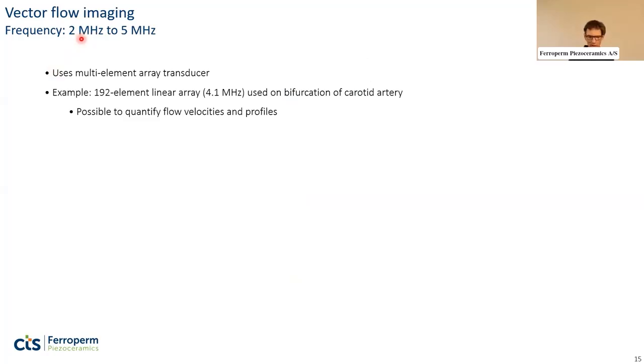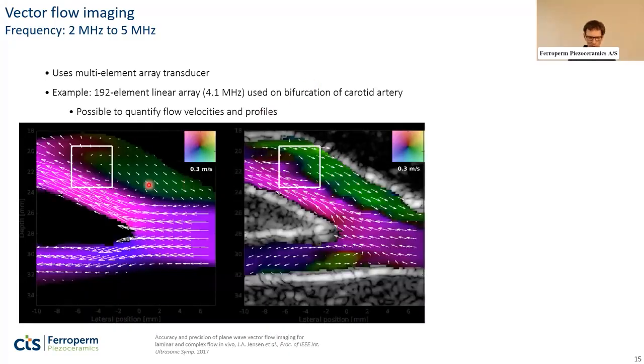So in this case, a multi-element array transducer is used. Here the example is with 192 elements working at 4.1 megahertz. Here we are looking at an artery close to the heart, a carotid artery, and exactly we are looking at a bifurcation where the blood flow is actually disturbed for some reason. So here you see the image is generated.